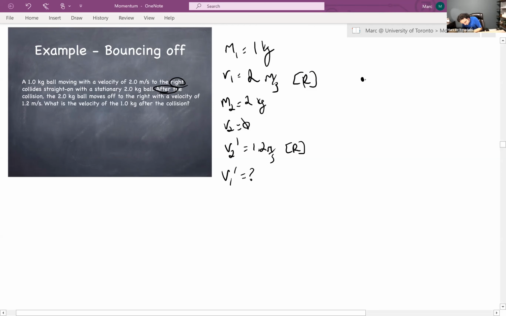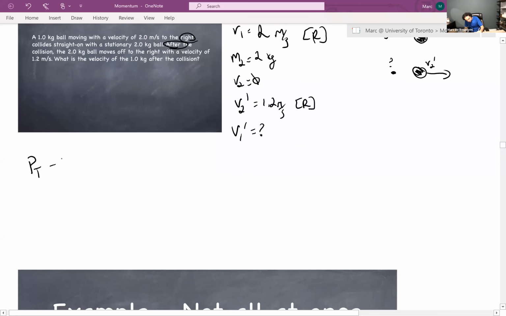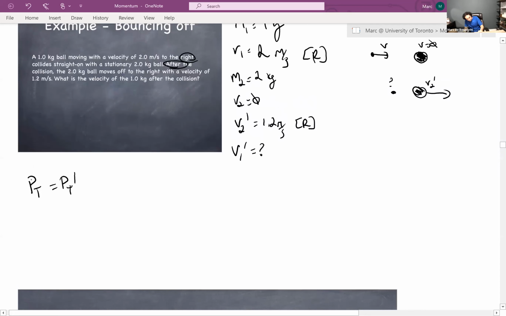So start with the picture. We have a small mass, 1 kilogram, moving at speed v, and it strikes a stationary larger mass. After the collision, the larger mass is moving this way with V2 prime, and we don't know what's happening to this mass. So there's my diagram. I start with P total equals P total prime. My total momentum beforehand is just the momentum of object 1, because object 2 isn't moving. And my total momentum after is going to be the momentum of object 1 prime plus the momentum of object 2 prime. Here I've assumed right equals positive.